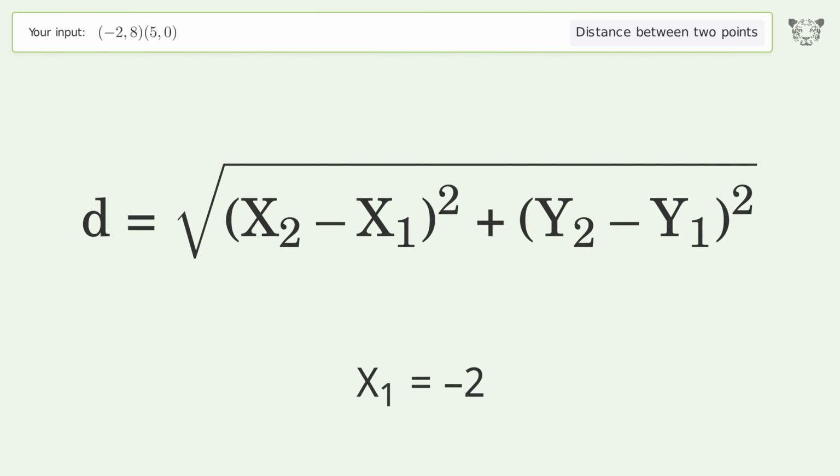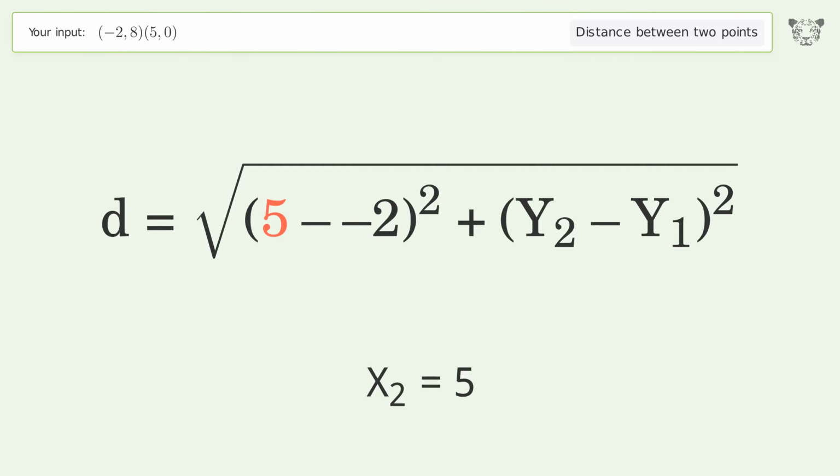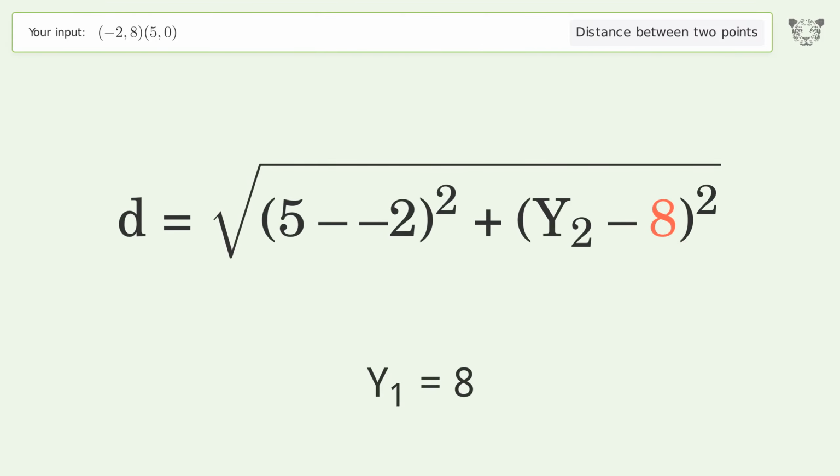x1 equals -2. x2 equals 5. y1 equals 8. y2 equals 0.